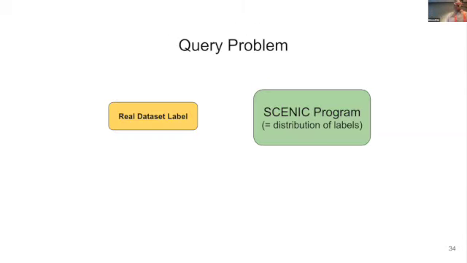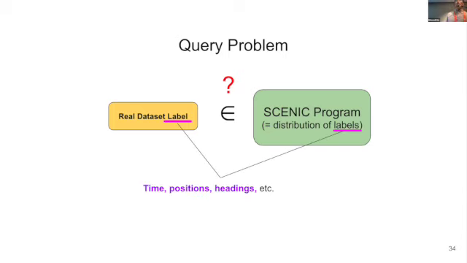In particular, we're not looking at the level of high dimensional sensors, but we're looking at the labels. And the question is, is the label in the support of the distribution of labels that the Scenic program is defining? Again, we're particularly looking into the static case as of now. We're currently extending this to enable video query, but at this point you can think of it as querying images. These labels contain semantic information such as the time of day, positions and headings, which in the case of a real data set can be retrieved through localization techniques like SLAM.